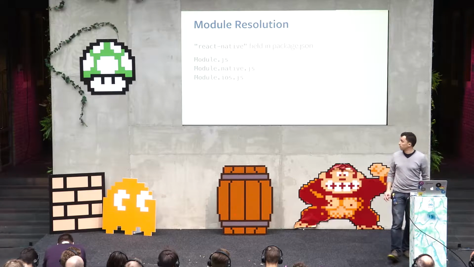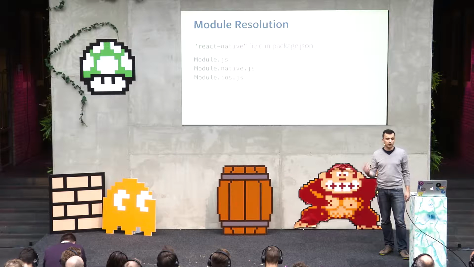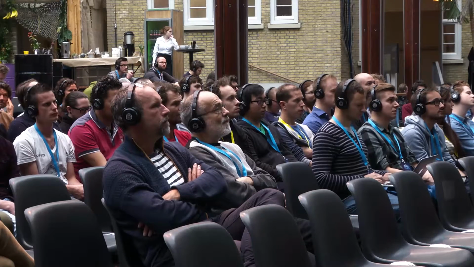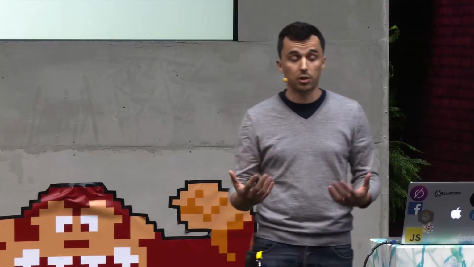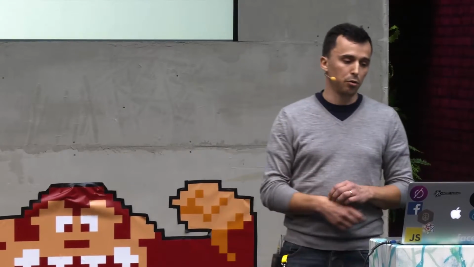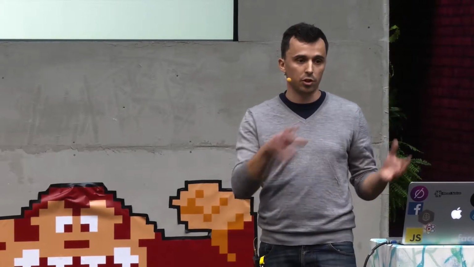We also support loading modules by extension. So if you have a module file called module.js, you can put another file in the same folder called module.native.js, and the packager will prefer that over the generic version. And you can also use a platform-specific version if you want to override something for just one platform.